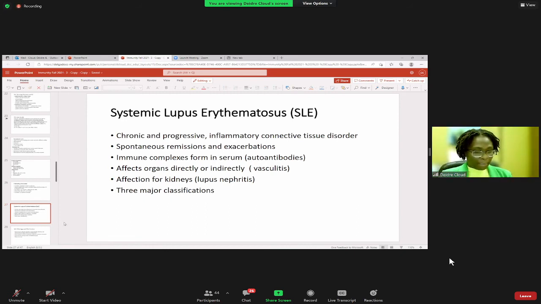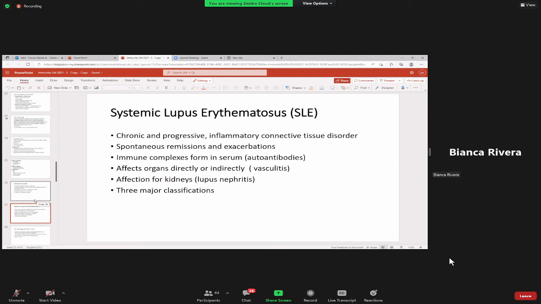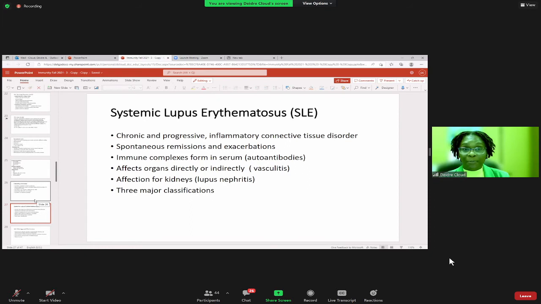So how can patients prevent flare-ups? Avoid stress. Avoid nursing school, probably. Yeah, so they could avoid stress, reduce sun exposure, exercise regularly, and take their flu and pneumococcal vaccines.